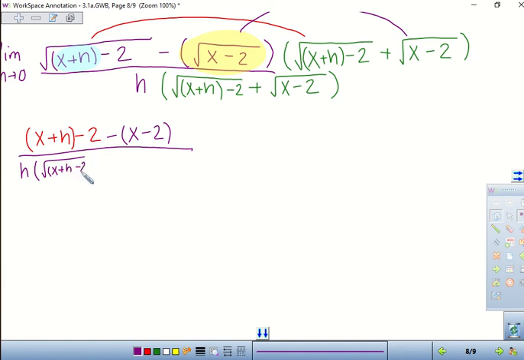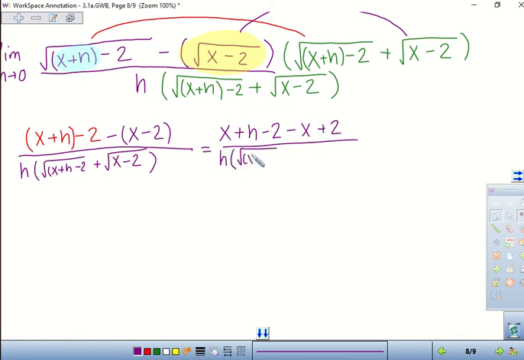Now, you don't want to multiply the denominator out because it's not going to help us here. So we get here. And then as for the numerator, I can rewrite this as x plus h minus 2 minus x plus 2 all over h times all this stuff.